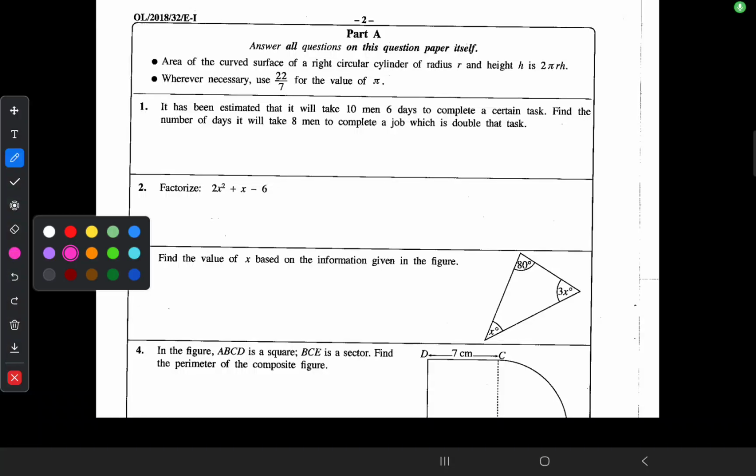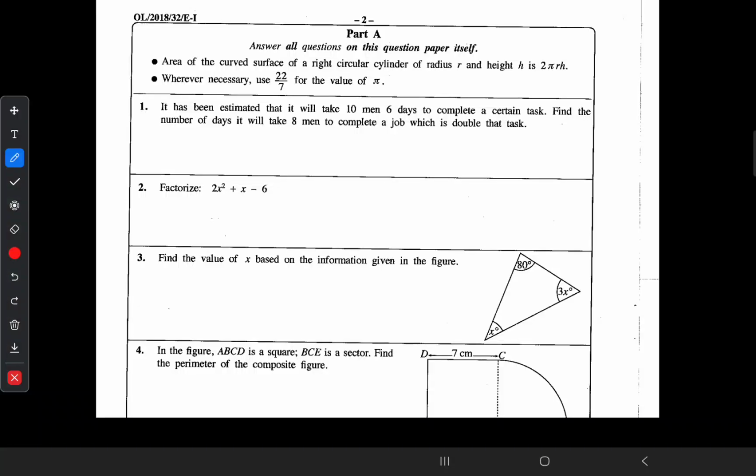This is the 2018 part 1 question paper. Let's read the instructions first. The area of the curved surface of a right circular cylinder of radius r is given here. The curved surface area of a cylinder is this one, where r denotes the radius and h is the height. Where necessary, use 22 upon 7 for pi.